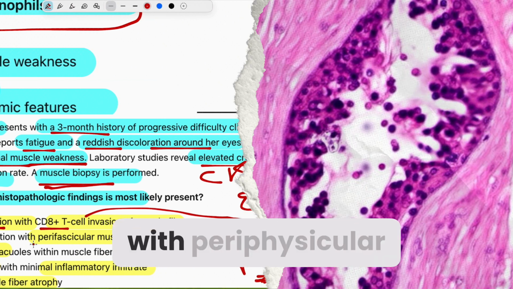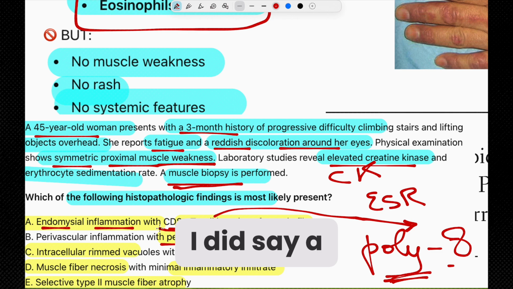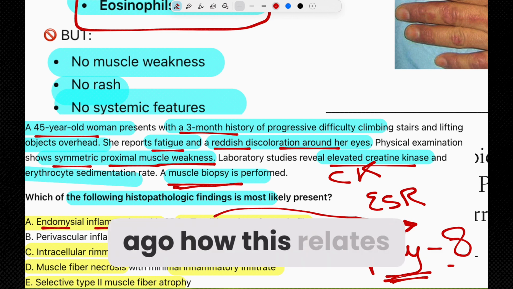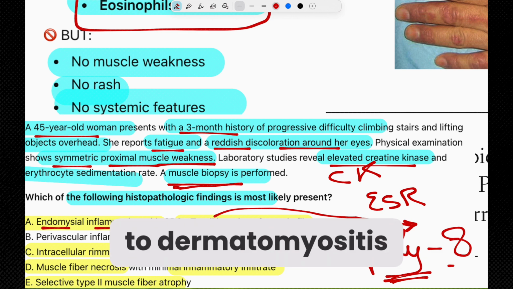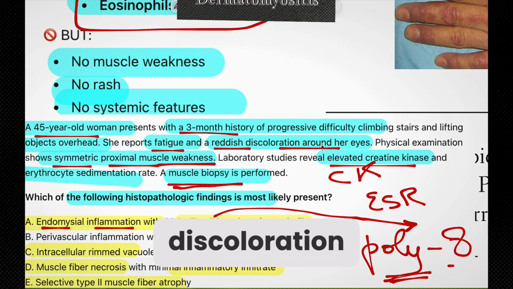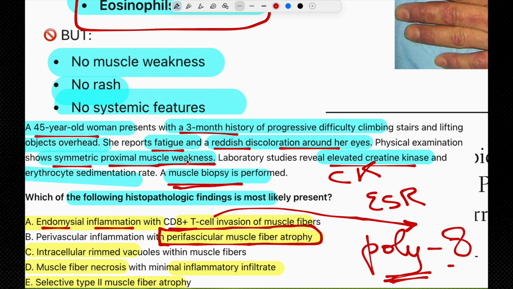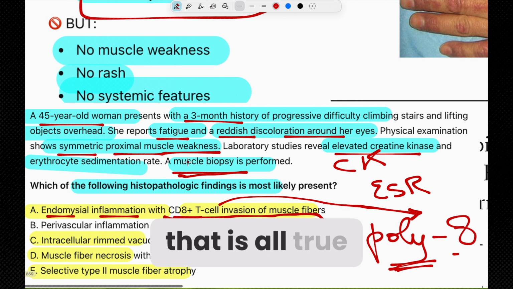Perivascular inflammation with perifascicular muscle fiber atrophy. I did say a little while ago how this relates to dermatomyositis. Is this dermatomyositis? She has reddish discoloration around her eyes. She has proximal symmetrical muscle weakness. She has high CK. That is all true.